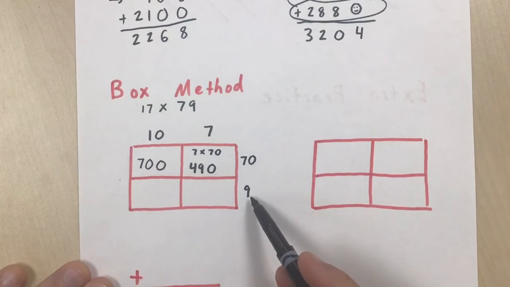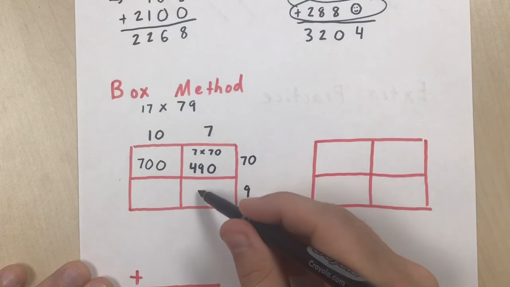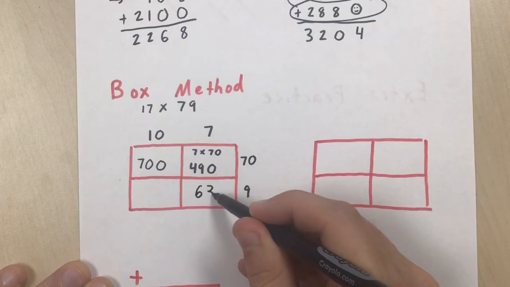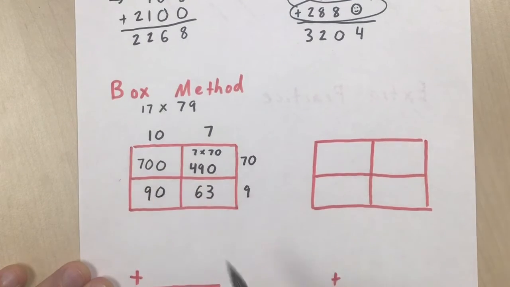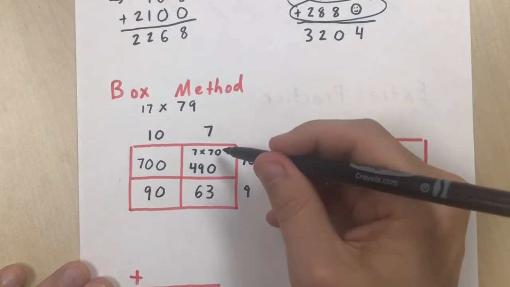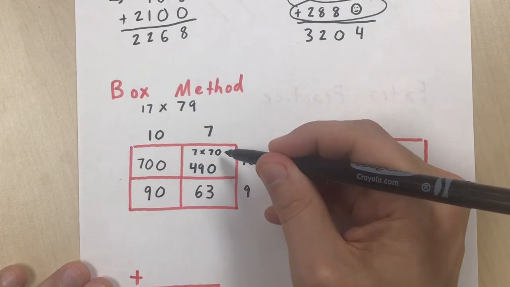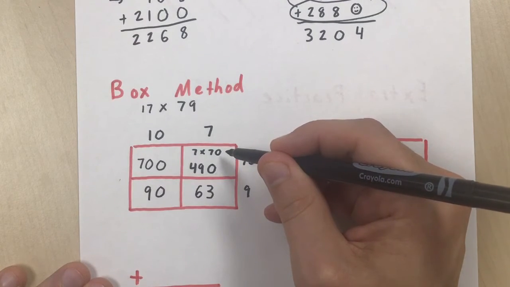Let's move on to the 9. 9 times 7 is 63. Very nice. And then we've got 9 times 10, 90. Now we have 4 numbers, not counting the question that I wrote down here. If you write down the questions, please do not get confused during this part.